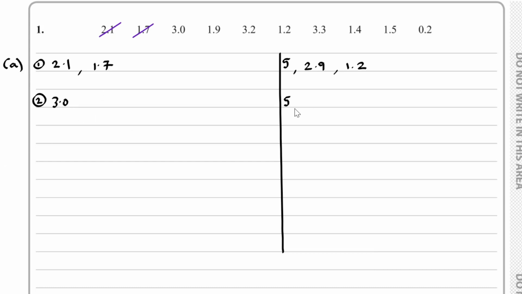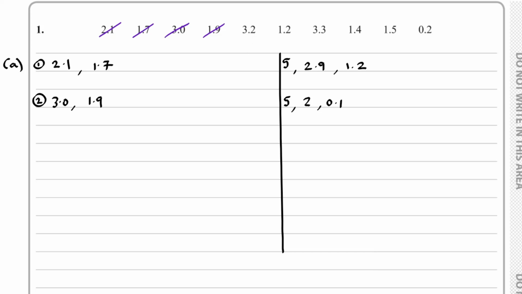Obviously we started off with a capacity of 5. 5 take away 3.0, that's 2. Okay, now we look at this 1.9. Can the 1.9 fit into the first bin? It can't, because we've only got a capacity of 1.2 remaining. Whereas if you look at the second bin, we've got a capacity of 2 remaining. So we can fit this 1.9 into the second bin. So what will be left over is 2 take away 1.9, which is 0.1. So that's the 1.9 done.